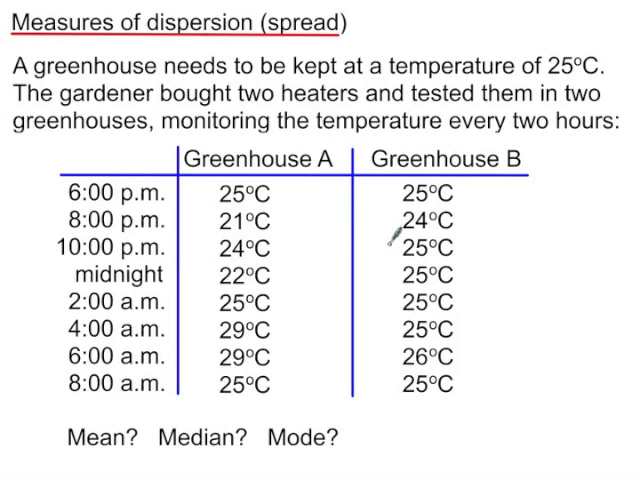Before we go any further, I'd like you to pause the video and calculate the mean, median and mode of these 2 data sets to see which you think the gardener should choose, bearing in mind the temperature is supposed to stay at 25 degrees Celsius.